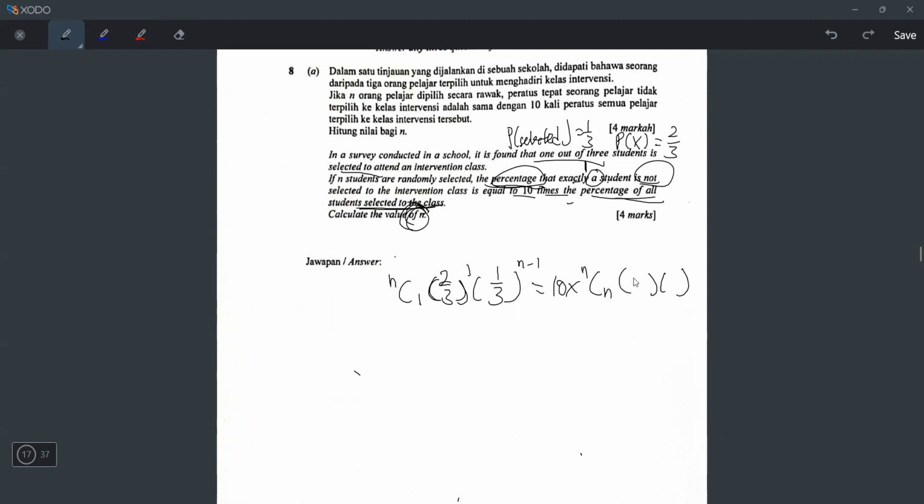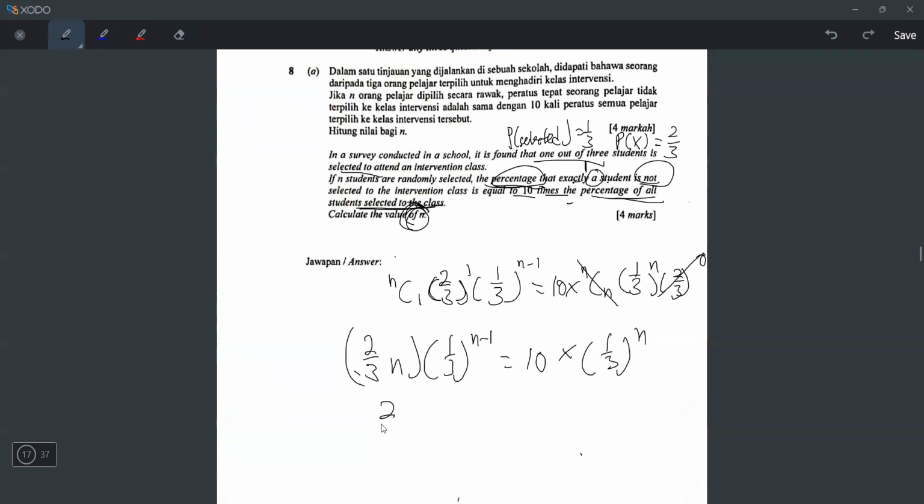Means it will be flipped. You won't put 2/3, you put 1/3 and 2/3, and this will be n, this will be 0. This one can be cancelled because it's 1. NC1 is actually n. And then times with 2/3, and then times with 1/3 power n minus 1 equals to 10 times 1/3 power n. So 2/3n, okay, times with 1/3 power n times with 1/3 power -1 equals to 10 times 1/3 power n.